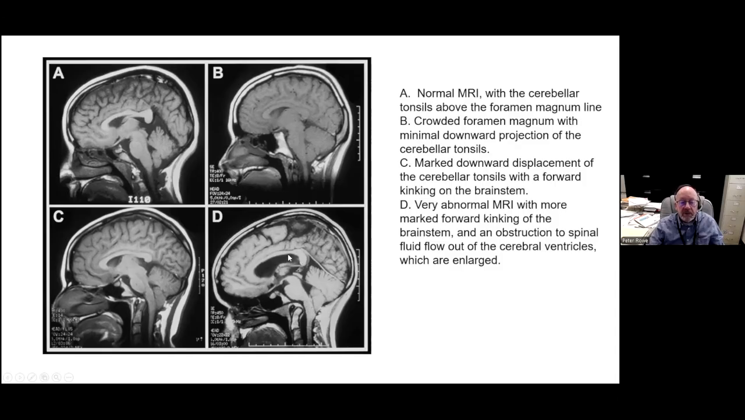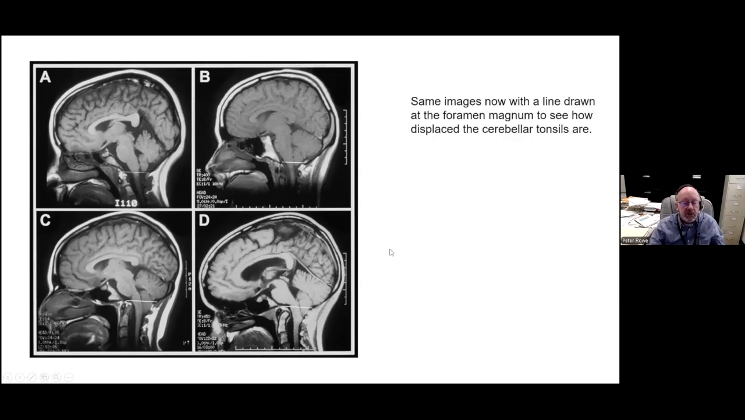And you can see here that the ventricles in this slide look way larger. So she had obstruction to spinal fluid flow that was also contributing to her symptoms. The next slide just shows you the line at the foramen magnum.